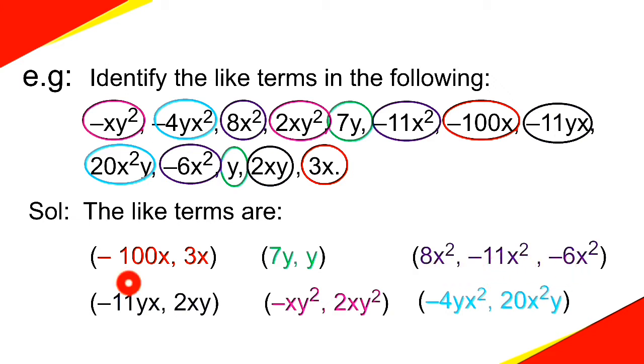Here we can see minus 11yx, 2xy. Here both the variables are same. Next, minus xy square, 2xy square. Here the variables are same. Next, minus 4yx square, 20x square y.